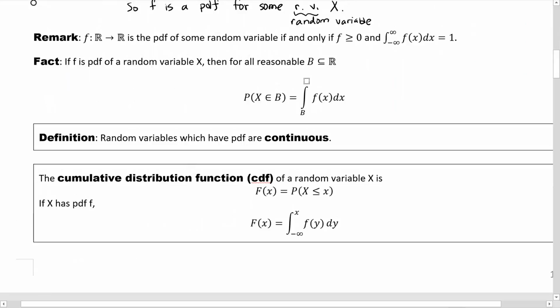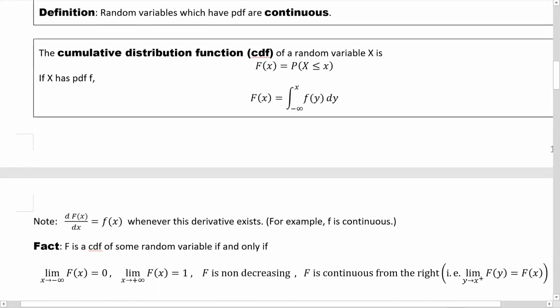Remark. I also put a remark here. Fact: if f is a PDF of a random variable X, then for all reasonable B, where B is any set in the real numbers, the probability of X in B is the integral over the set B. So B could be an interval, and it could be a union of disjoint intervals. Next, definition: random variables which have a PDF are continuous random variables. So here is the definition of a continuous random variable.